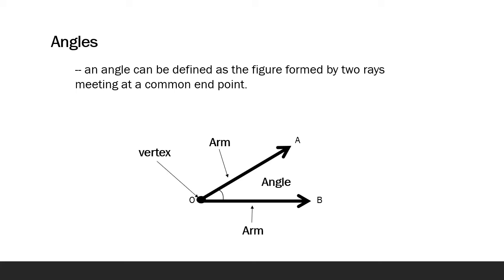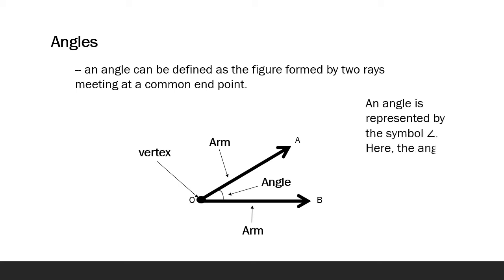And the figure formed in between the two rays is what we call the angle. There is an arc drawn between the two rays, and that's the angle. An angle is represented by a symbol. We will be using this symbol to designate that the figure we are talking about is an angle. We read that as angle AOB. This symbol is always denoted by the term angle.